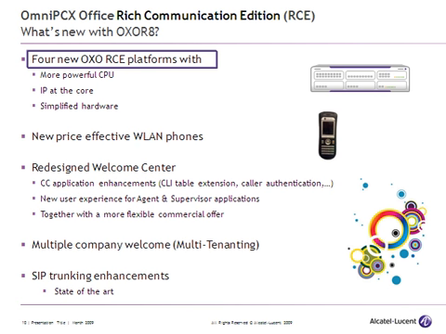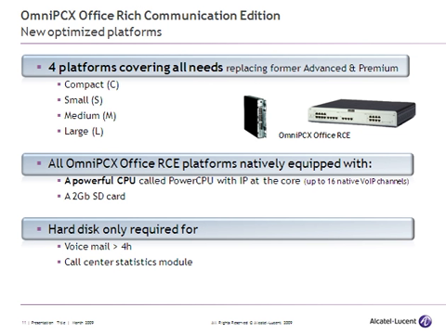So what exactly is new for the OXO for Release 8? Well, first of all, there's 4 new hardware platforms, called the OXO Rich Communications Edition. This includes a more powerful CPU with IP at the core and a simplified hardware offering. There's new, more effectively priced wireless LAN handsets. The call center has been redesigned to provide a few more features as well as a completely new user experience and a new commercial offer. We have a new multi-company welcome feature, which is effectively multi-tenanting, and there's been many SIP trunking enhancements.